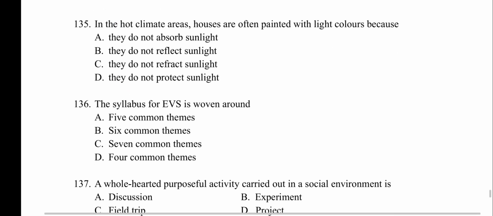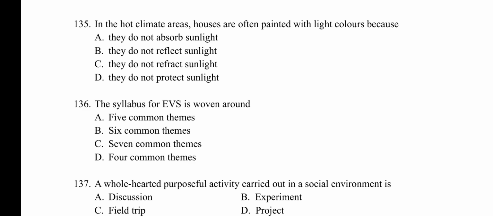Next we have, in the hot climatic areas, houses are often painted with light colors because they do not absorb sunlight, they do not reflect sunlight, they do not refract sunlight, they do not protect sunlight. So here the best option is option number A, that is they do not absorb sunlight. That's why they use light colors in the places where the climate is very, very hot.